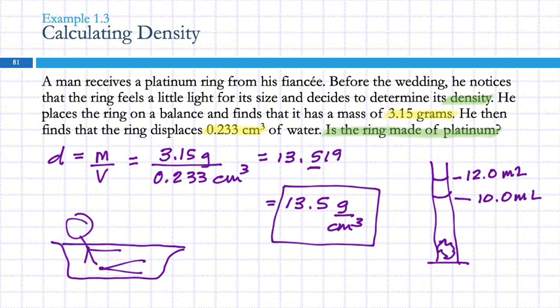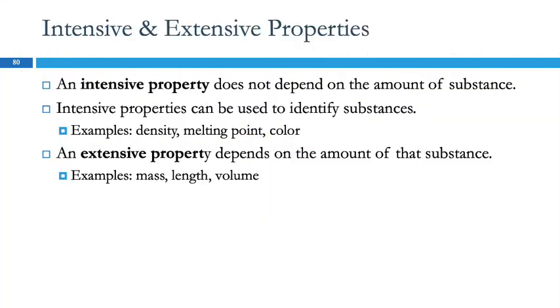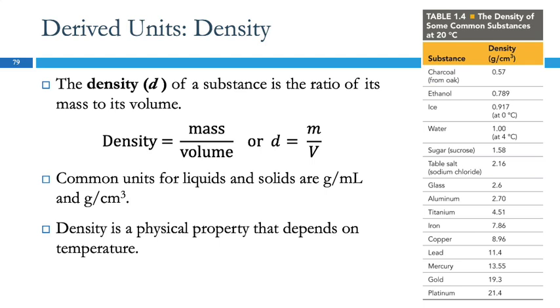We need to compare that to the density of platinum to see if the ring is platinum. How do we figure out what the density of platinum is? We go to the density table and look it up. So here's platinum down here. Platinum's 21.4.